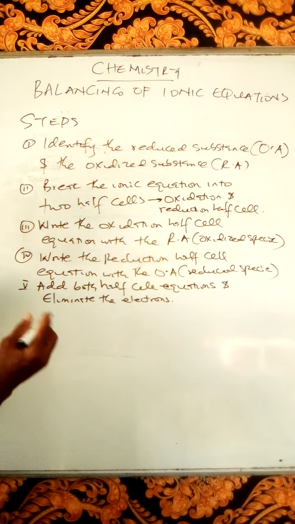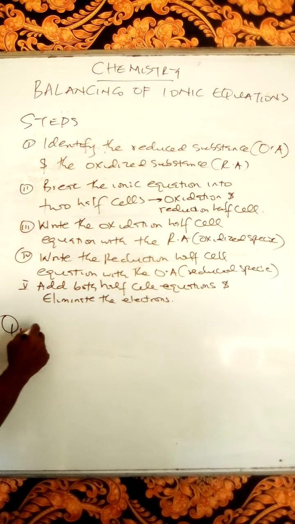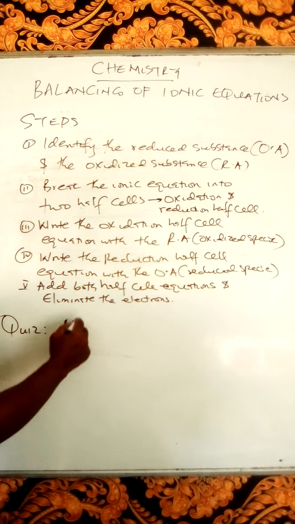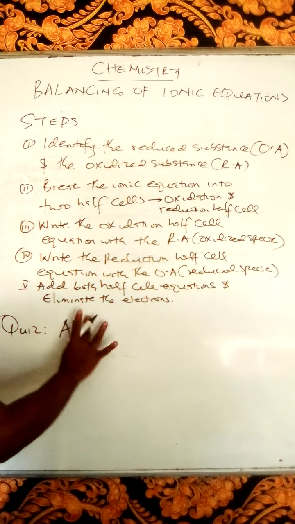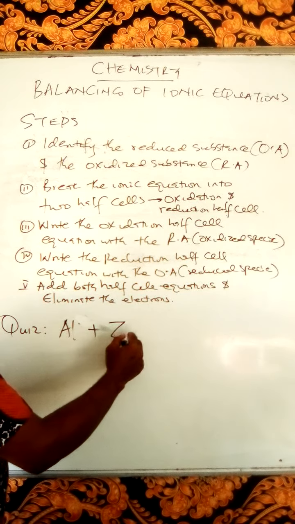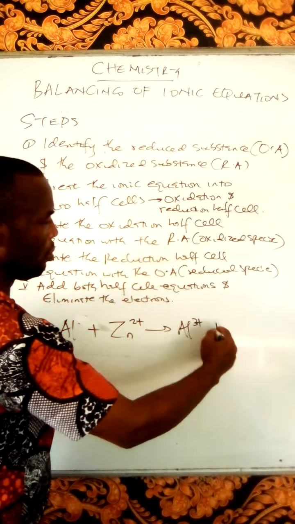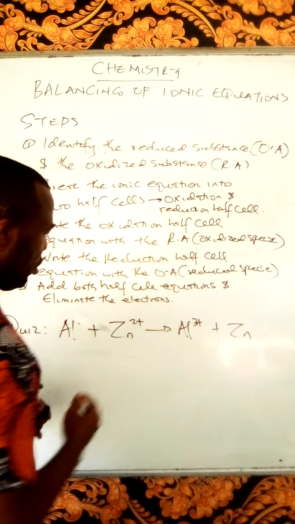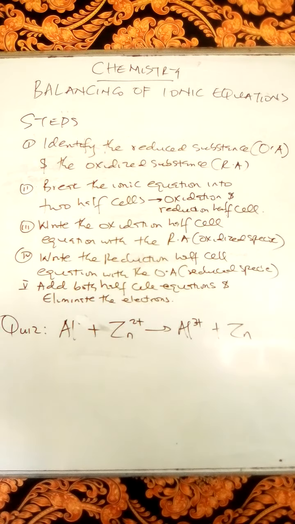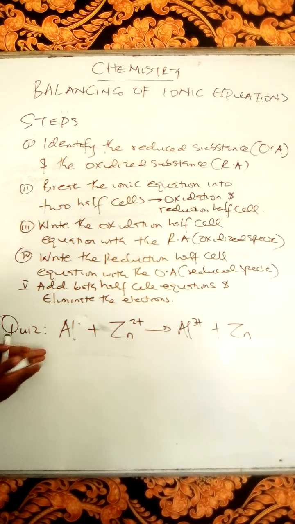We're now going to take an instance. For this question, we are asked to balance this ionic equation. So looking at this equation, the first step says identify the reduced substance and the oxidized substance. Look at this very well.